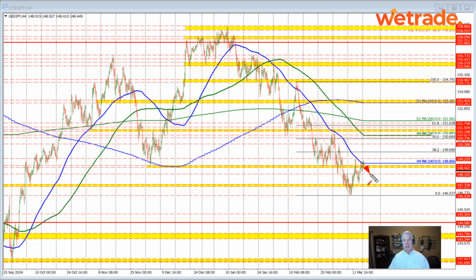The first target comes in at 148.10. Then we start to look toward this swing area through here, near the 147.20, 21 to 33 level on the downside. We talked about that last week, and we held support against that level before moving to the upside.